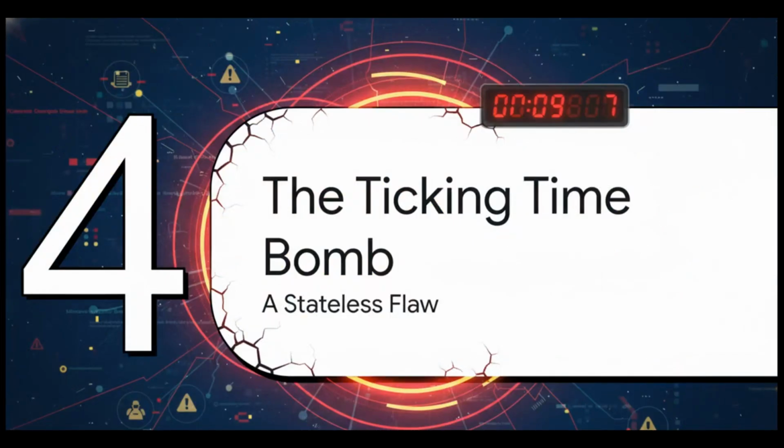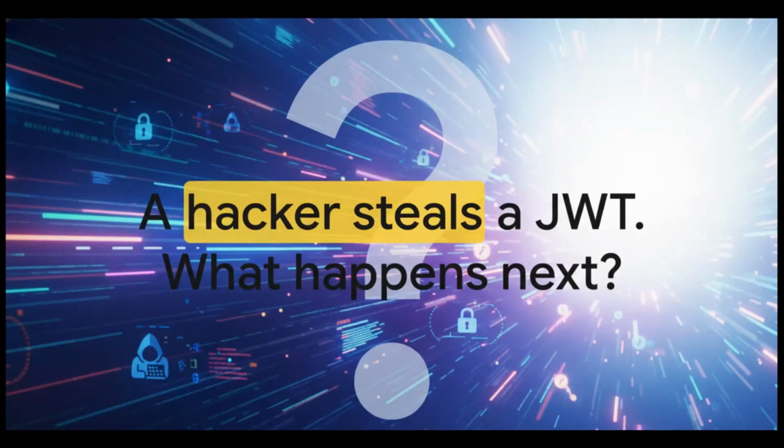But, and this is a huge but, this is where the story takes a dark turn. That incredible strength, its statelessness, also happens to be its greatest vulnerability. Welcome to the ticking time bomb, the revocation problem. So let's just imagine a scenario for a second. A hacker finds a vulnerability, maybe some cross-site scripting, and manages to steal a user's active JWT. What happens next? What can you actually do?